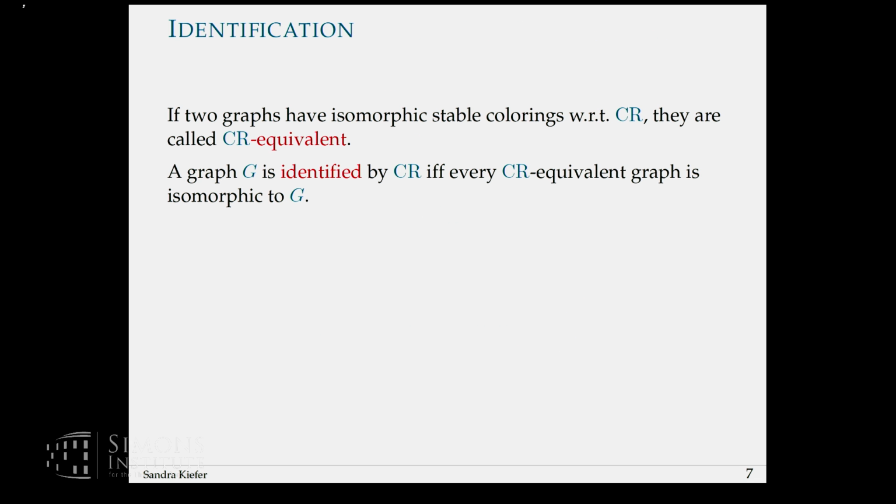So yeah, about the power: if you have 2 graphs and they have isomorphic stable colorings with respect to some dimension of the algorithm, then this dimension cannot distinguish them, and therefore they are called equivalent. So in color refinement, it's color refinement equivalent. And we say that a graph is identified by color refinement if every equivalent graph is isomorphic to the graph. So it suffices to apply color refinement.